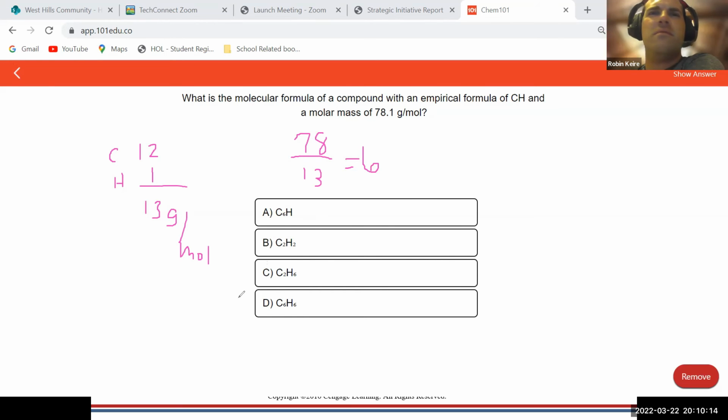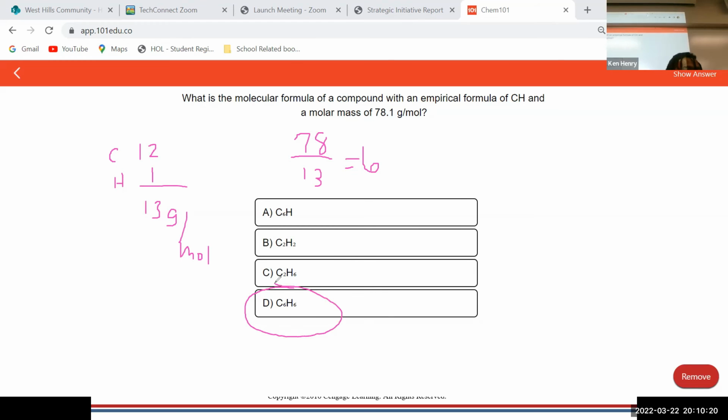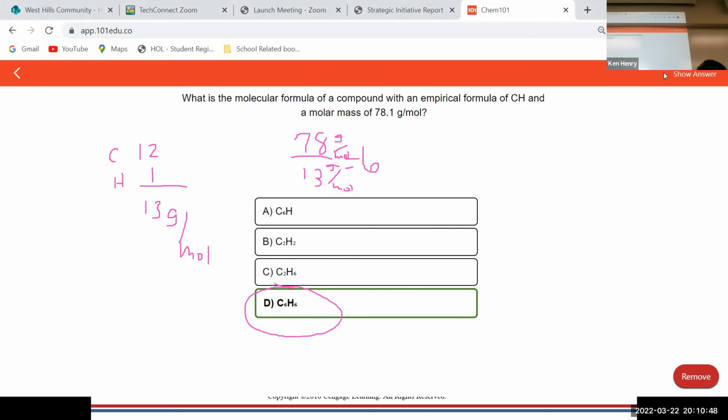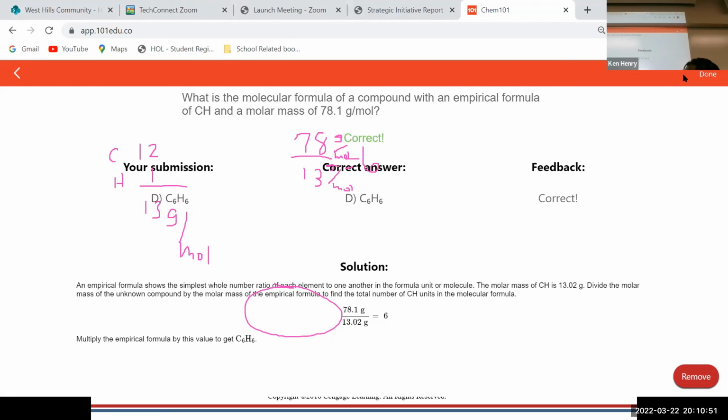So that would be C6H6. So you guys say D? Everybody say D? Yeah, because this is 6, right? Okay. Piece of cake.